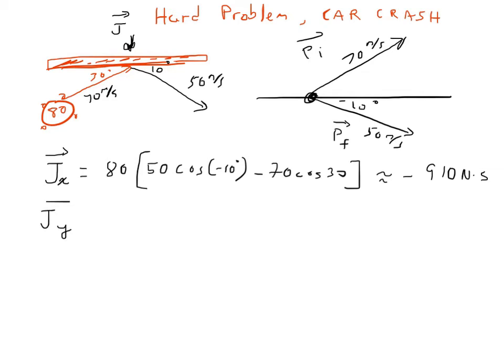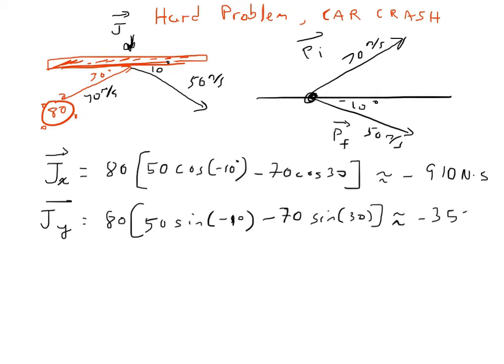And the impulse in the y direction, again, we're going to have the 80 for its mass. The final momentum was 50 sine of negative 10 minus the initial momentum, 70 sine of 30. And this equals roughly negative 3,500 Newton seconds.